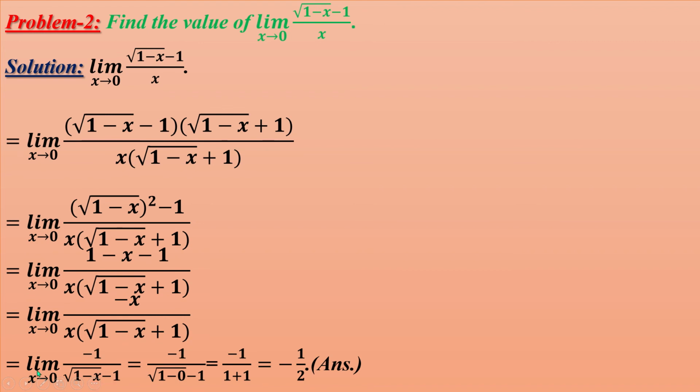Now putting the value of x tends to 0, so here will be 0. Minus 1 divided by 1 plus 1. Here is a mistake, here it will be plus, as here is plus, here also plus, not minus. Remember this is minus 1 divided by 2. This is the answer.